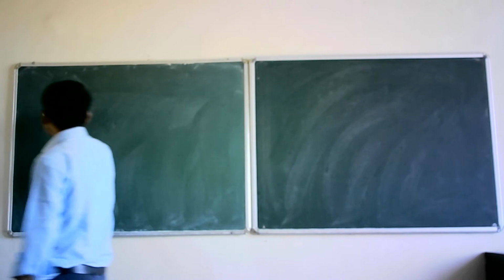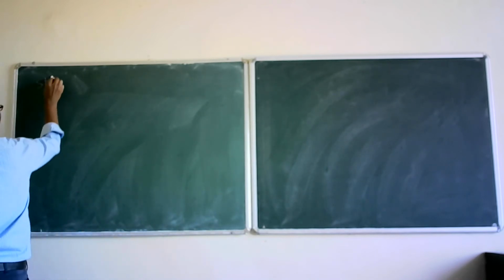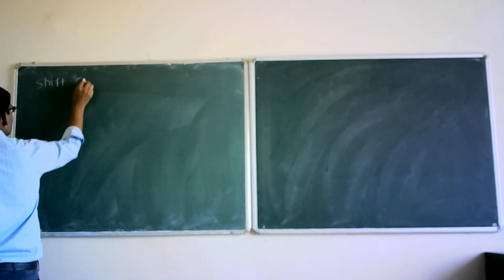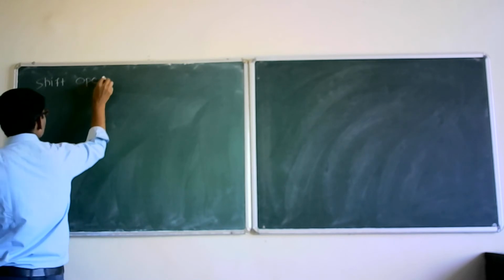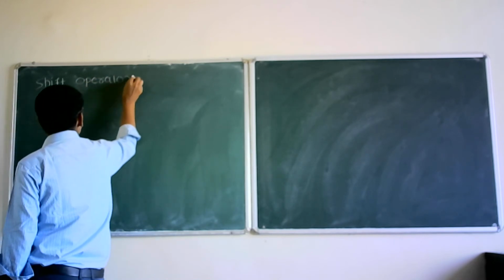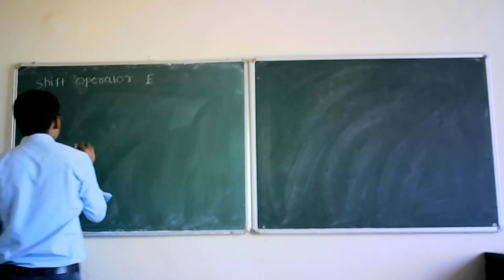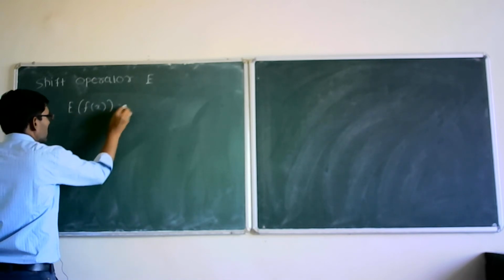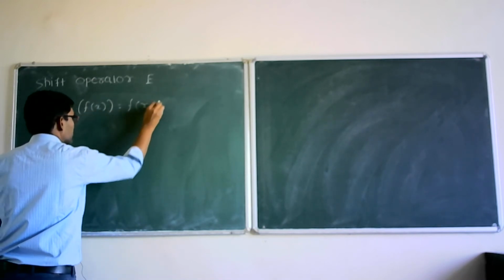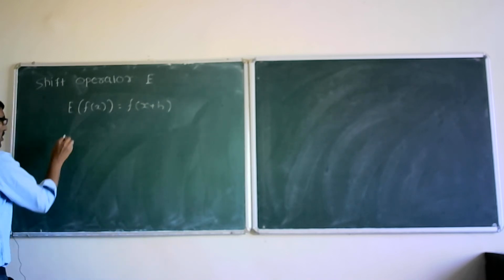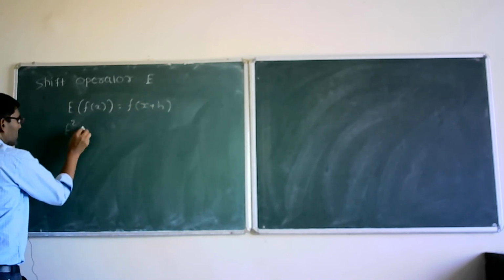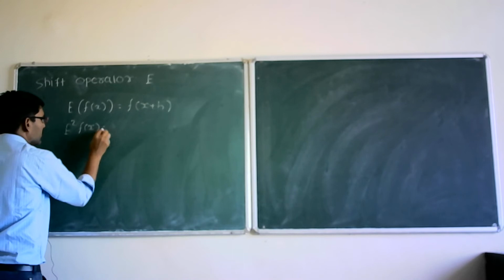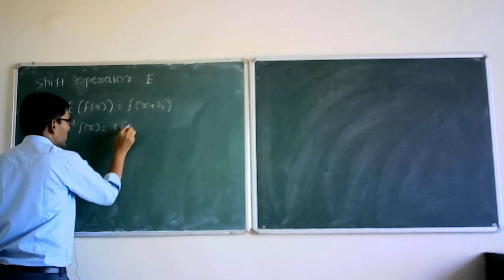Now today we are going to see one more operator. It is called a shift operator, or displacement operator. It is denoted by E and it is defined as E of f of x is equal to f of x plus h. Or if you apply E square f of x, then you will get E into E f of x.